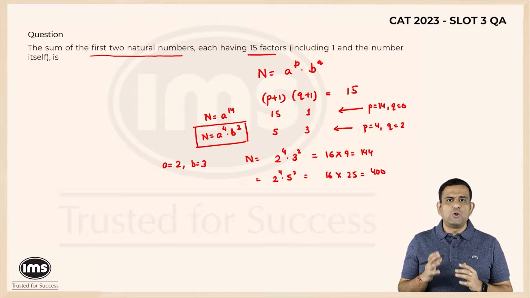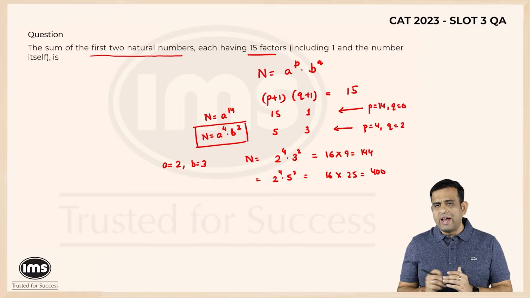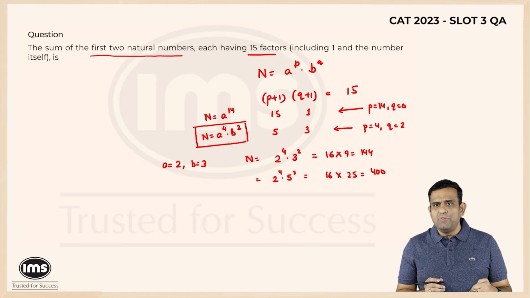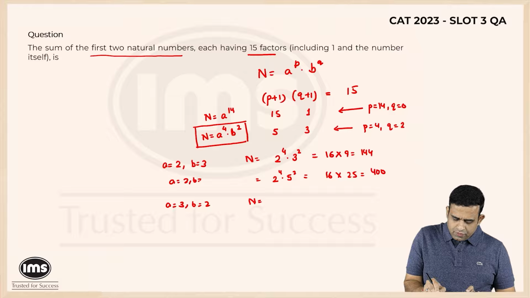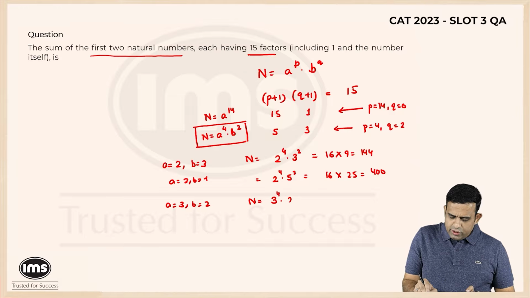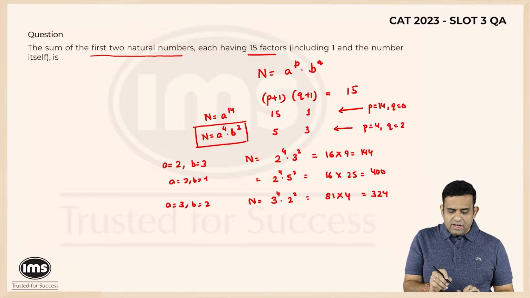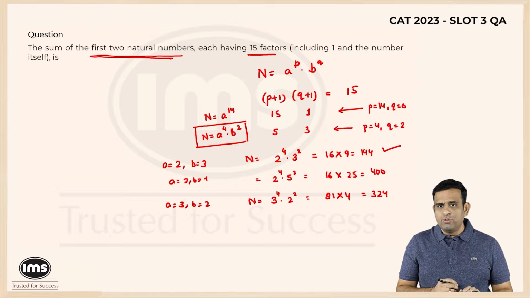So again, a lot of chance of people making mistakes, because if someone takes these two numbers, they will quickly add 144 and 400. But understand, we can also take the value of a as 3 and the value of b as 2. So the number n could also be, for a equals 3 and b equals 2, 3 power 4 into 2 square, and that is 81 times 4, which is 324, which is less than 400. And my task is to find the sum of the first two natural numbers. The smallest one happens to be 144. The second smallest happens to be 324.